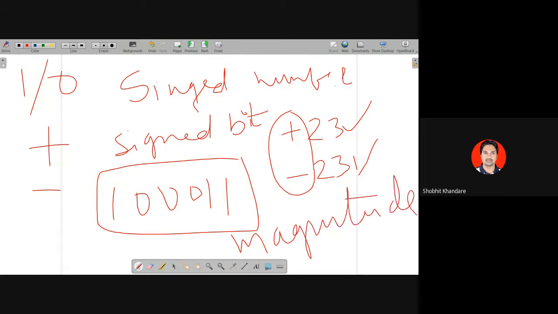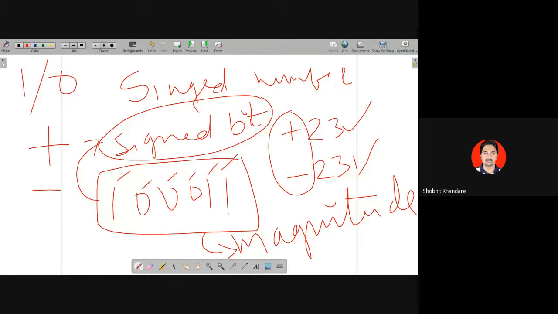As far as the sign bit is concerned, you should understand how many bits there are: 1, 2, 3, 4, 5, 6. Out of these 6 bits, 1 bit will be used to represent the sign and the remaining 5 bits will be used to represent the magnitude. What do you mean by magnitude? Magnitude means the quantity, the number. Just like 23 is a magnitude and plus is the sign.